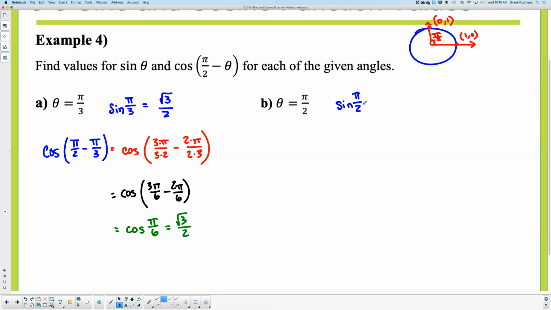0, 1. Now, what does that matter for sine? Sine is y. So what's the y value? 1, you got it. That's sine. Now we find cosine. Cosine will be a little bit easier this time.